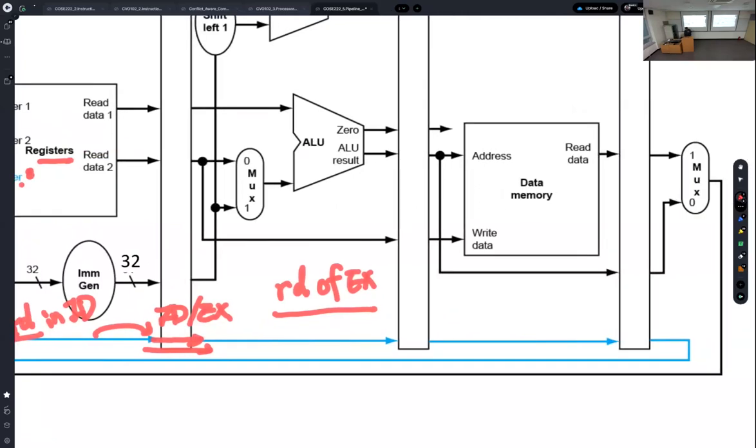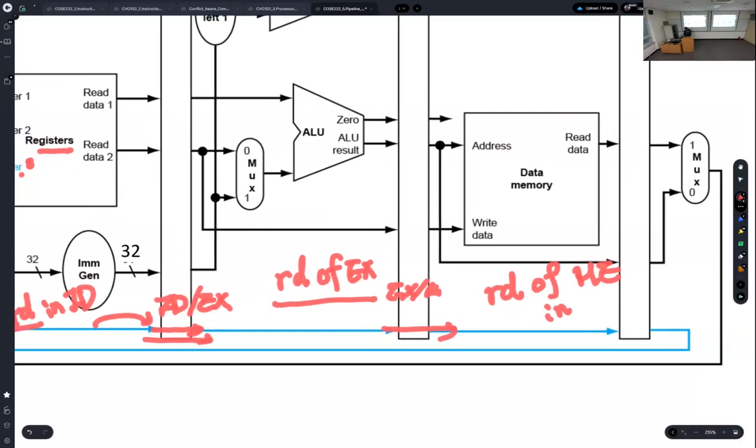This is the RD of memory stage. RD in memory stage. Why? Because RD passes through the EX and memory pipeline register. How about this RD? This RD is the RD in write back stage.